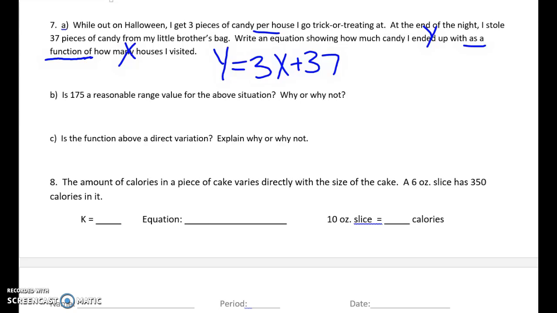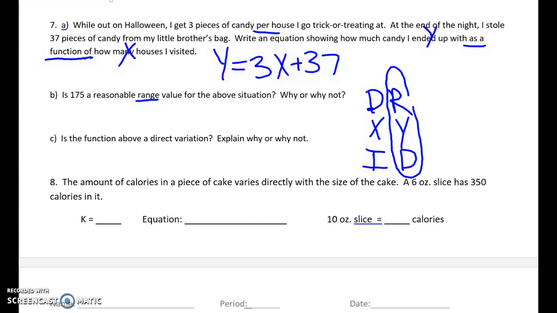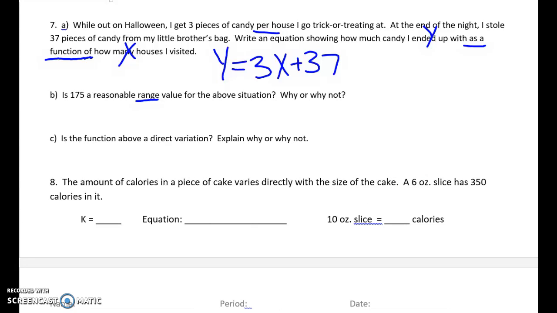B, is 175 a reasonable range value for the above situation? Why or why not? Range is not mean, median, mode, and range. That's elementary school. Domain and range, that is your output. Remember, Dr. XY lost his ID. Range is your Y value. That's your dependent variable. So, we are basically being asked, is this a reasonable output? Is it a reasonable Y value?